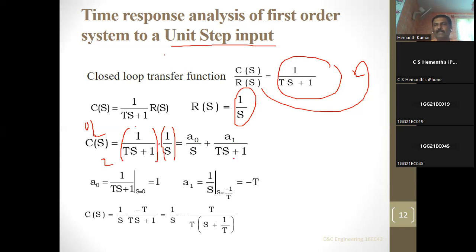Then we can write this as A0 by s plus A1 divided by Ts plus 1. Why? Because this is a separate term and this is a separate term. Partial fraction approach is always meant for converting a product of terms into a sum of terms. Is it okay? Then how do I get the value of A0?